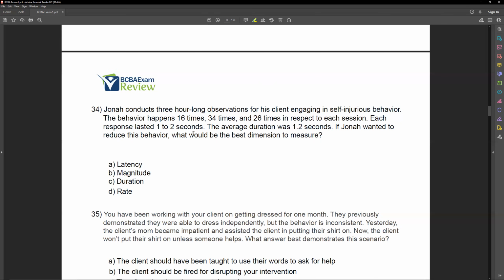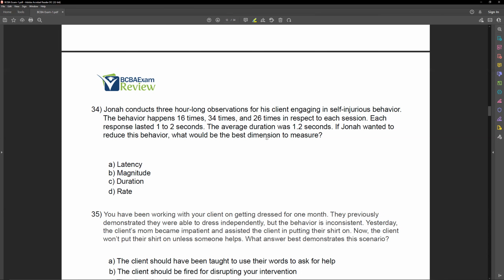Because it's happening so much in this hour-long observation, okay, that it doesn't really matter how long it takes from the SD to the time of the behavior, okay? We can assume it's fairly short, okay? So the latency is not going to really help us in targeting reduction. What about magnitude? Again, magnitude is going to tell us the intensity, right? That, again, is not going to help us. Does it matter if the self-injurious behavior is extremely harmful, mildly harmful? Not necessarily. Either way, we want to reduce it, right? So the magnitude is only going to tell us how intense it is. It's not going to tell us about reducing the behavior.